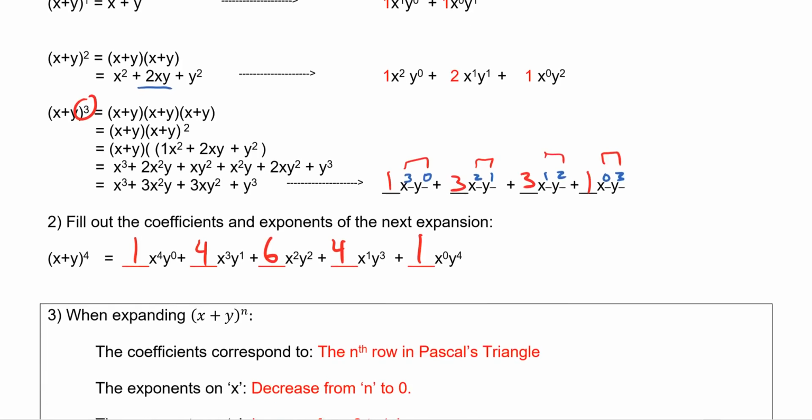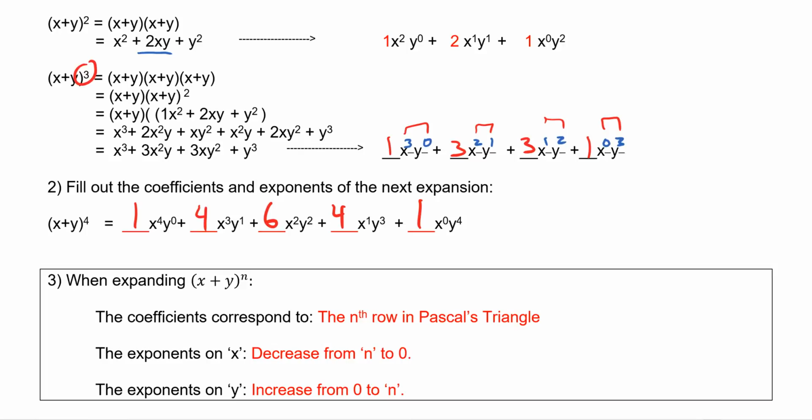So basically, what's going to happen if we're expanding x plus y to the power of n? The coefficients will correspond to the nth row in Pascal's triangle. So row 4 in Pascal's triangle is used if we're expanding to the power of 4.